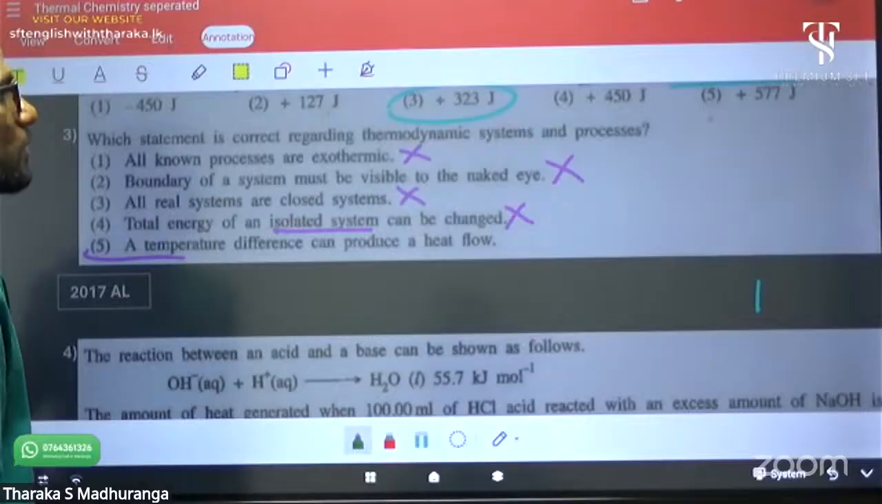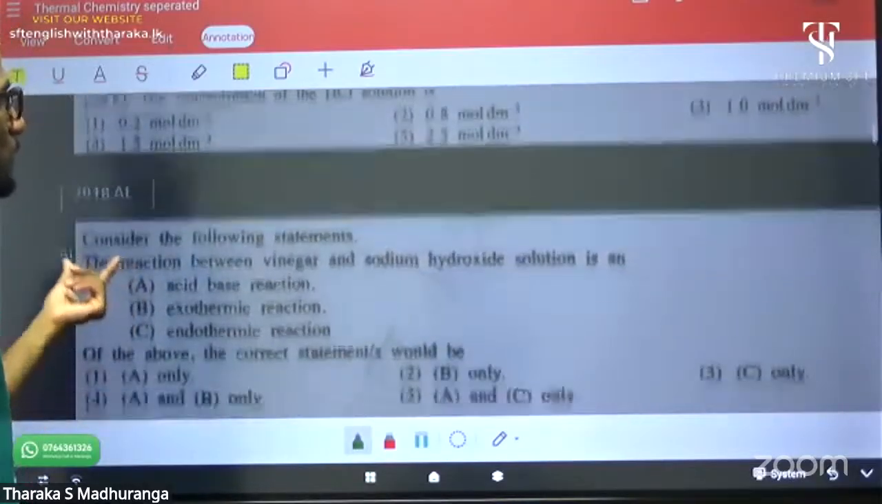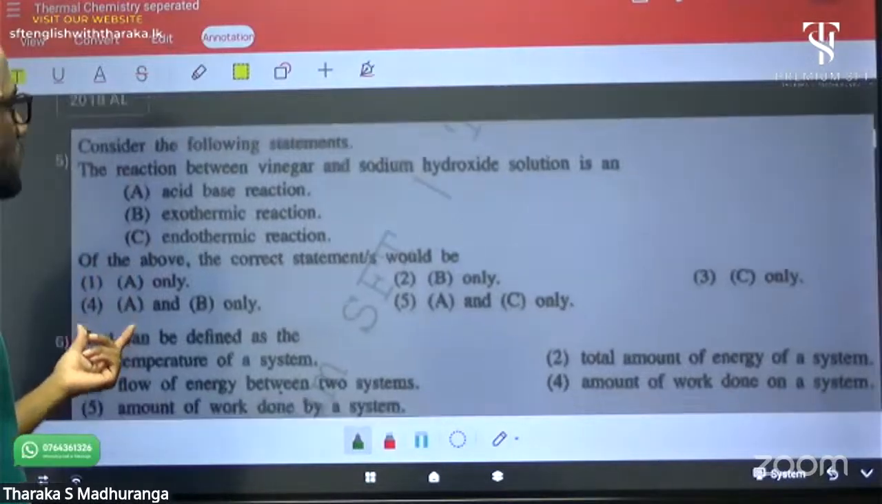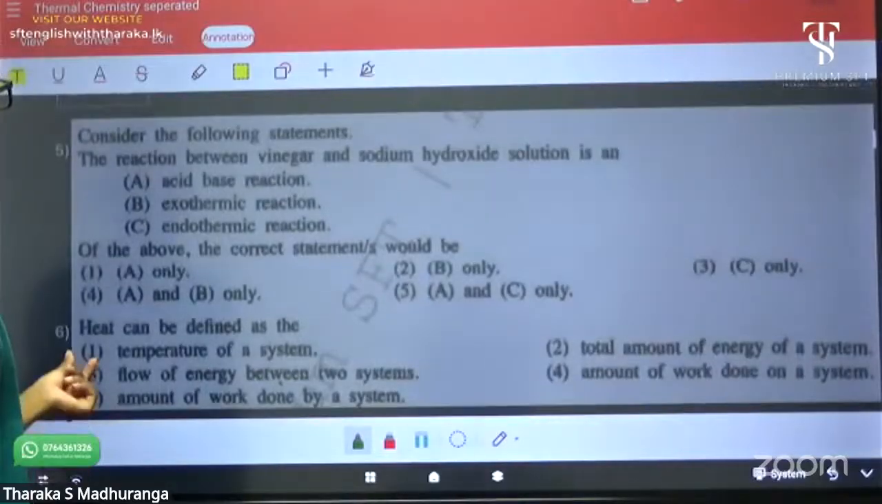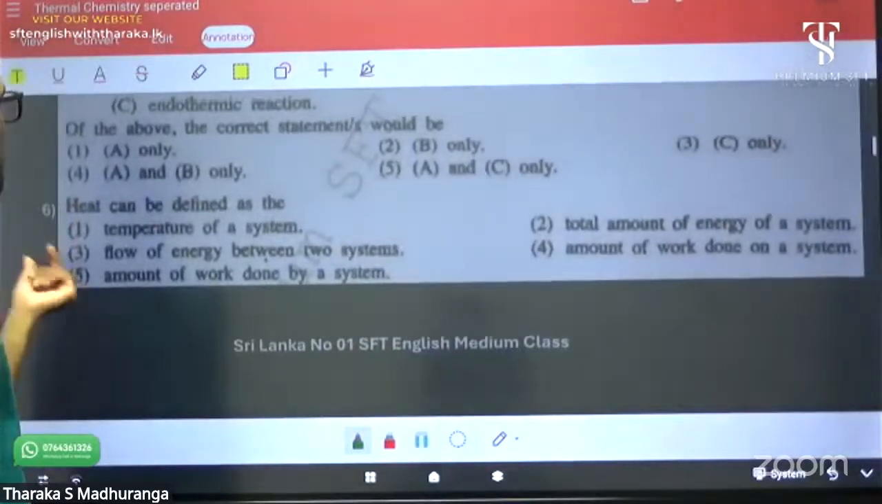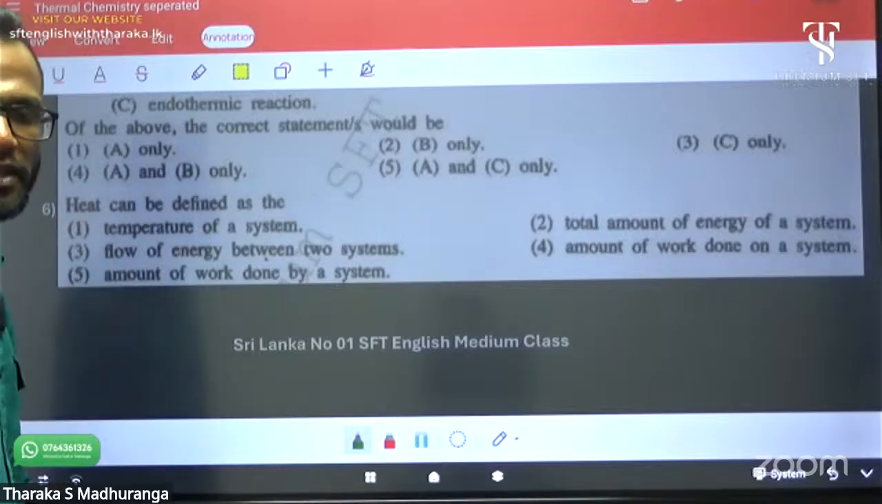Okay. Let's move into 2018, again asking, heat can be defined as. It is asking what heat is.